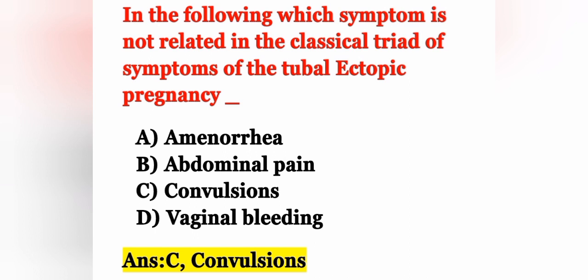The classical symptoms of tubal ectopic pregnancy include amenorrhea. Amenorrhea means absence of menstruation, followed by abdominal pain and vaginal bleeding. Here convulsions is not a sign of tubal ectopic pregnancy.